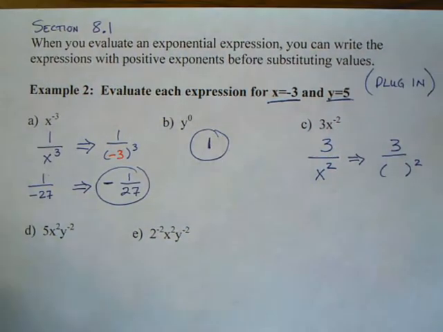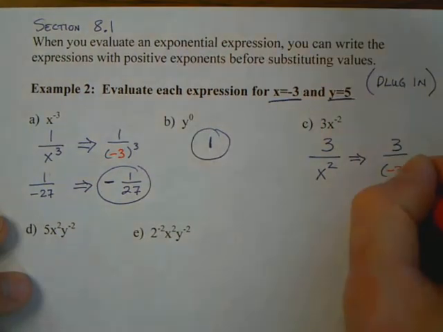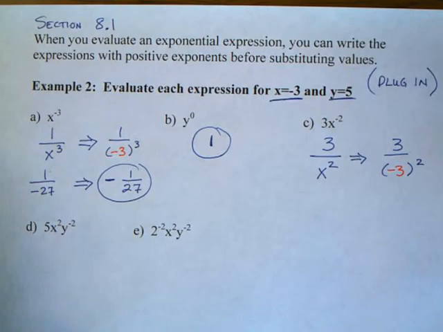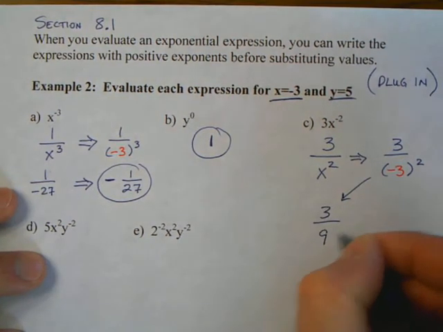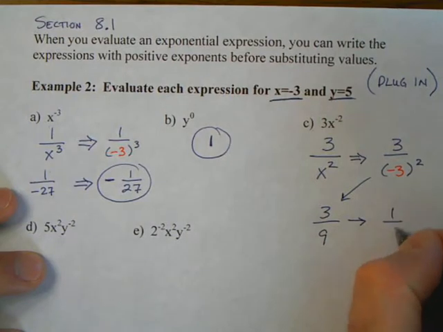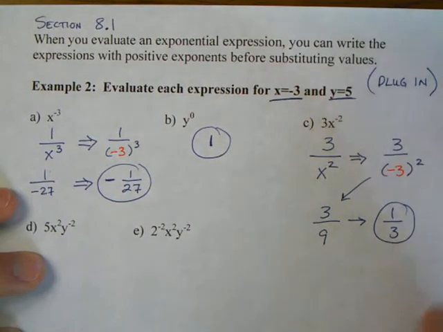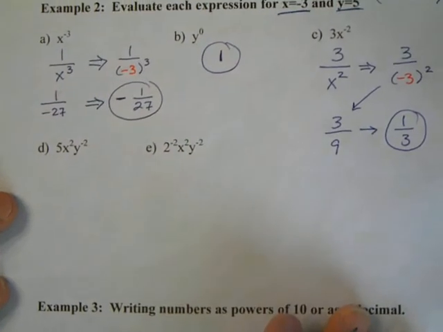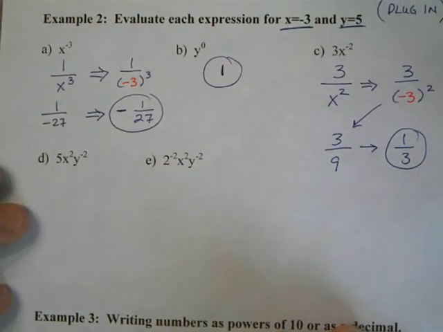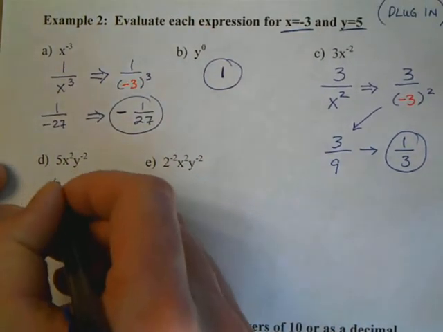So now we say, let's plug in. Well, what are we going to plug in for? We're going to plug in for that x value. So I put my parentheses and I plug in. What do I plug in? A -3. Well, -3 times -3 is 9. And that's going to simplify to 1/3. Fairly straightforward as we look at that problem.